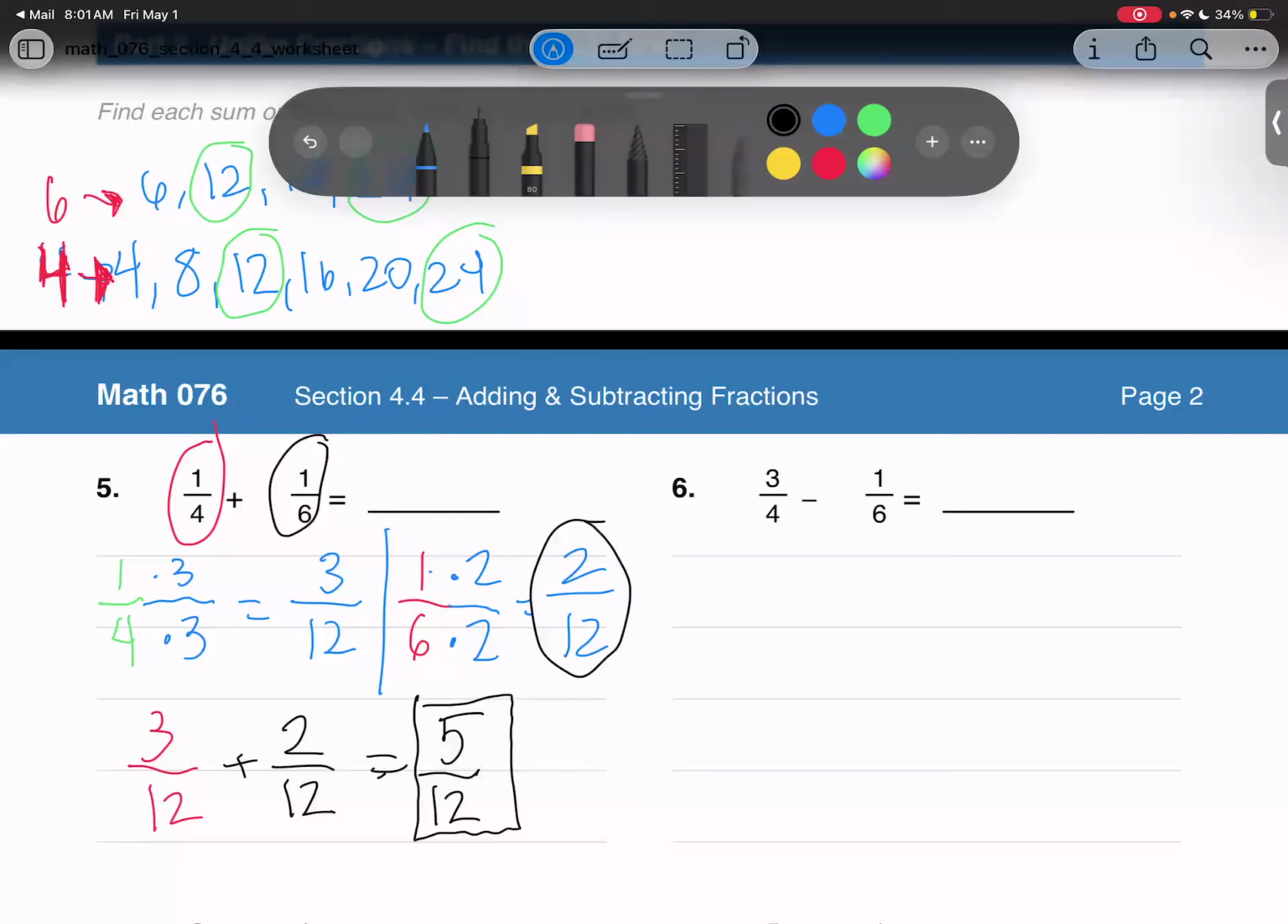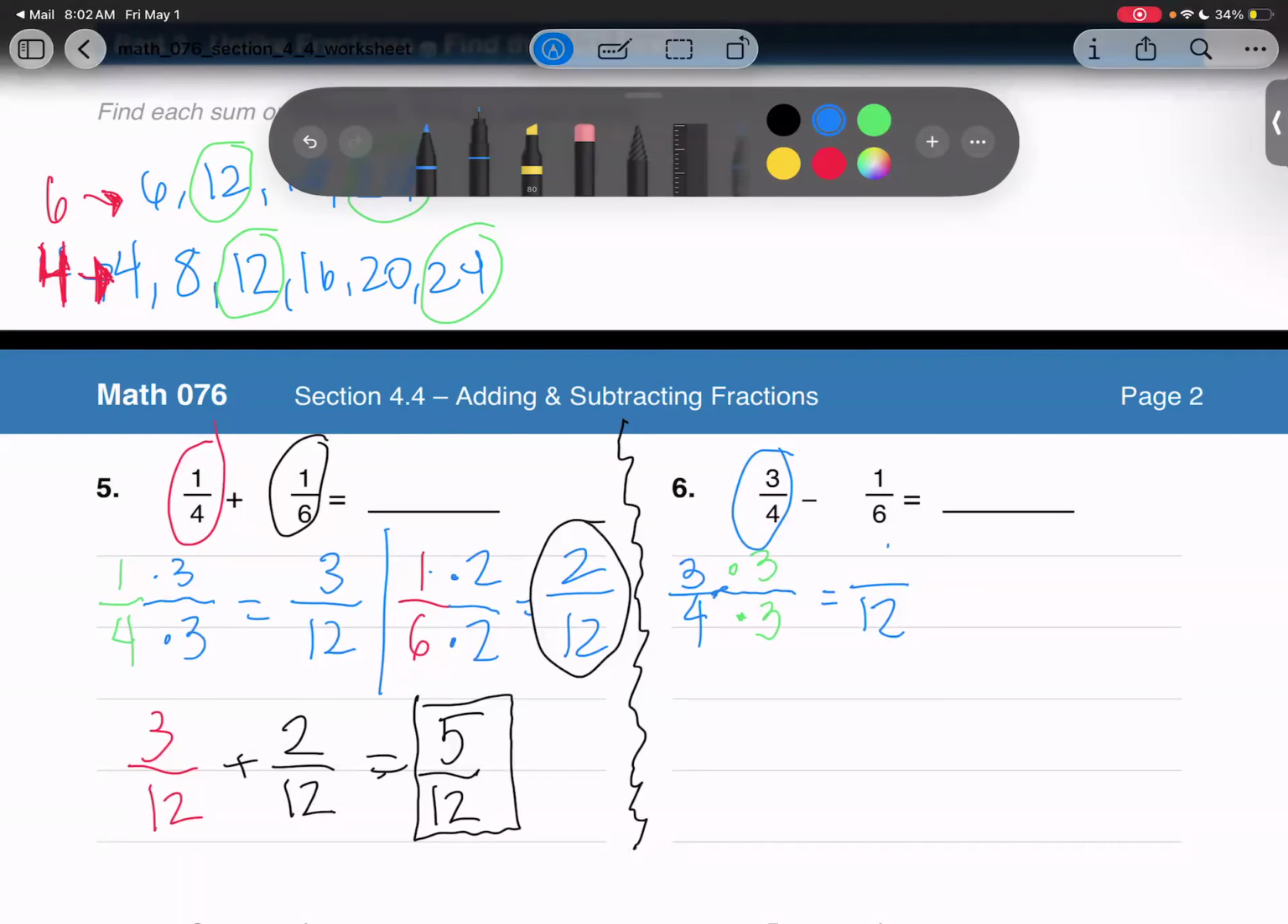Okay? Number 6, I'm subtracting, and I have the same denominators, 4 and 6, so they are going to have the same least common denominator, which is 12, because I already solved for that. So I have to come up with equivalent fractions first. So we're going to do this one first. 3/4. And we're trying to be 12ths again. What did I have to multiply 4 by to get to 12? I multiplied by 3, the numerator and the denominator. 3 times 3 is 9.